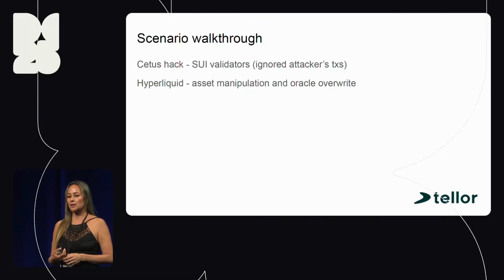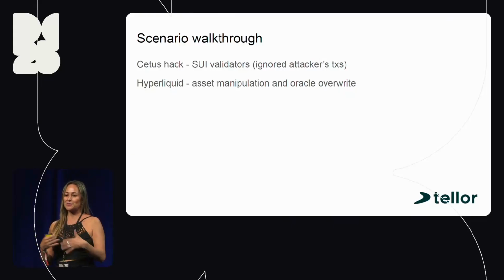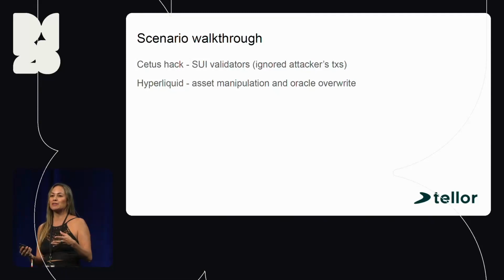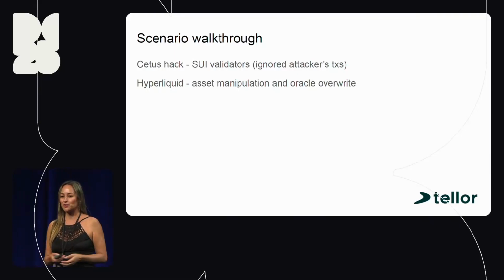Hyperliquid is another example of Hyperliquid taking over or making it right, or I don't know. There's a lot of controversy on what happened in Hyperliquid. It was an asset manipulation type of hack, and then the Hyperliquid team basically overwrote the oracle information, and they ended up making money off of it. And I think that's why it was very controversial. Also, the fact that they did it for this one hack and not for another one that involved North Korea was also very controversial.